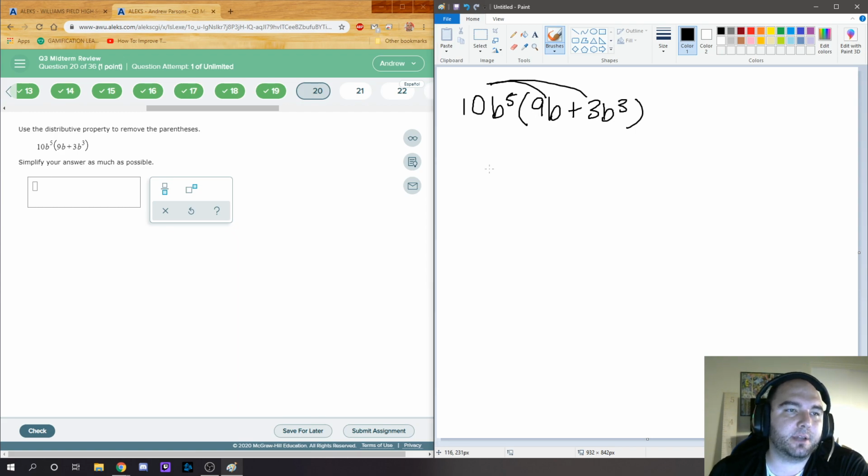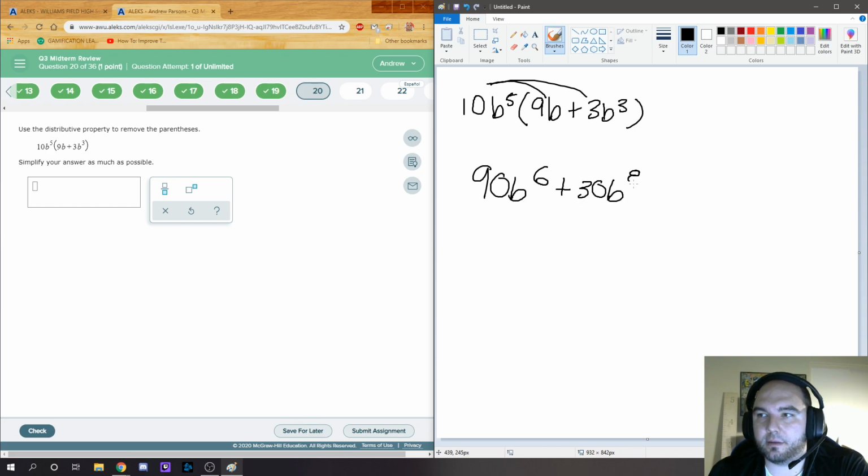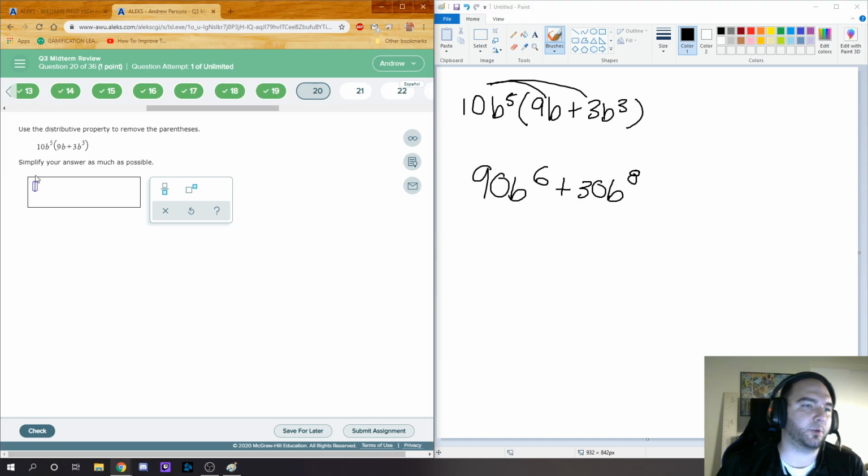10b to the 5th times 9 is 90b to the 6th, because the 5 adds with the invisible 1 there. And then 10 times 3 is 30b to the 8th, because b to the 5th and b cubed add to make b to the 8th. That's part of the exponent properties, which is why we learned exponent properties before the polynomial stuff, because sometimes in polynomials you have to use exponent properties.